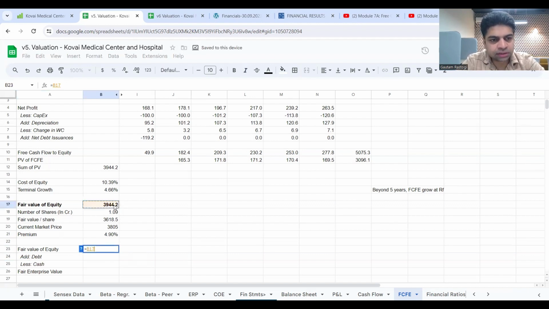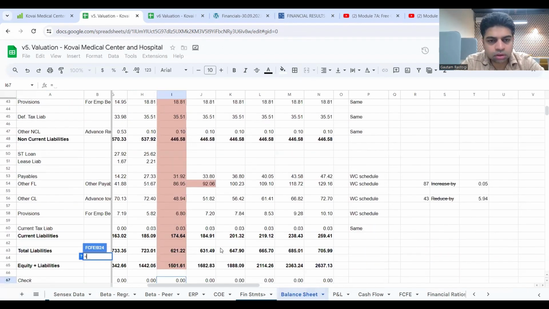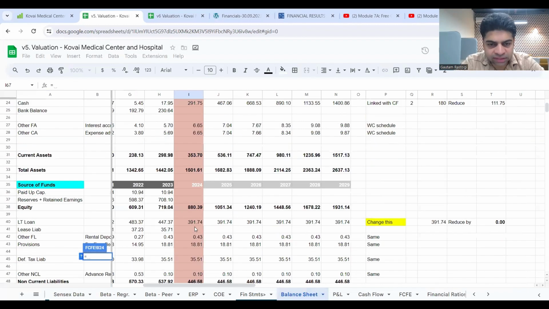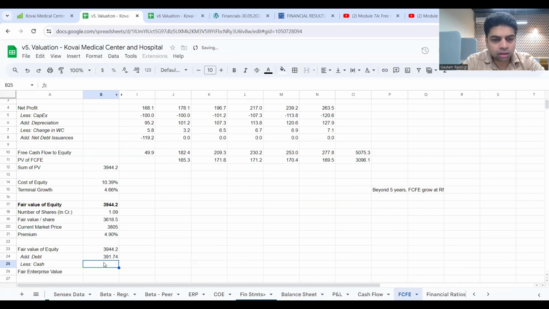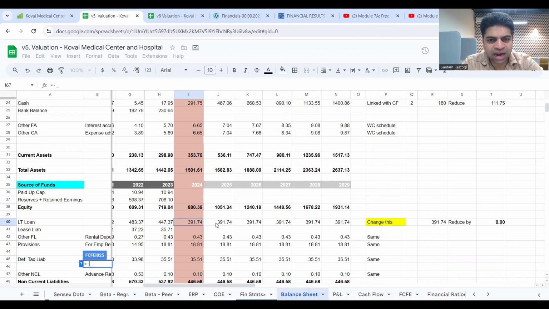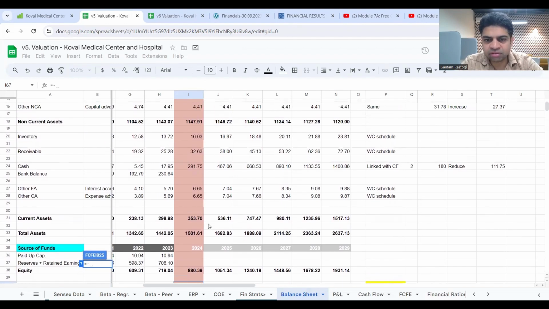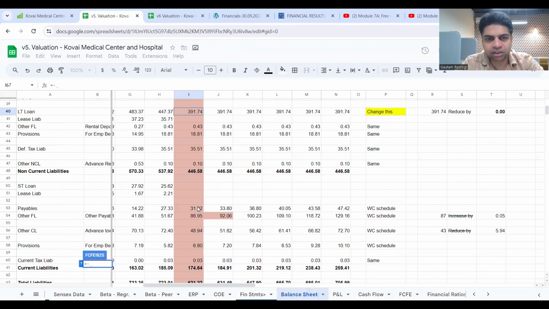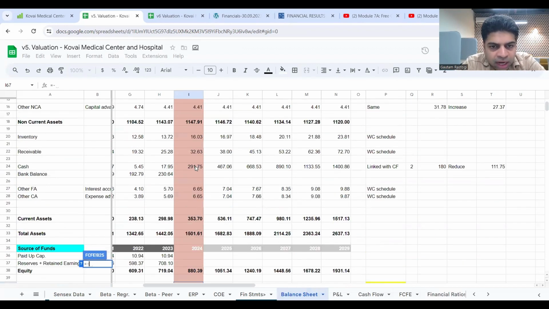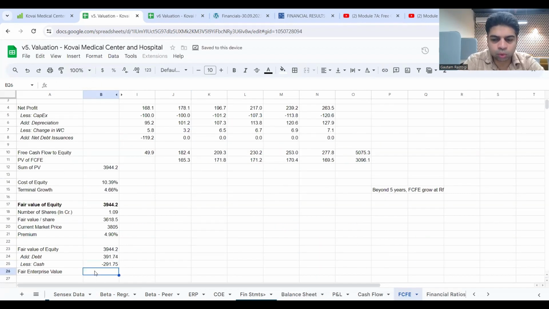The fair value of equity is this. Let's pull the debt from the balance sheet. Debt is 391.74 as of today. And how much is cash? I prefix the minus sign because we need to take this off, net this out. How much cash do they have? And by the way, the balance sheet is balanced, so we are good. So cash is 291.75. Right?